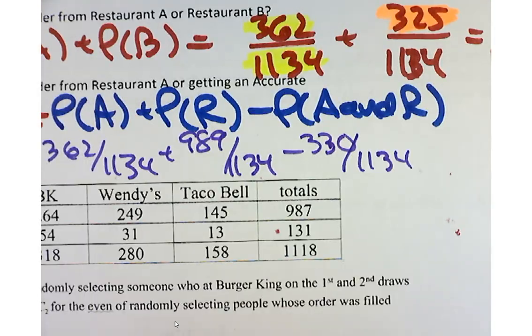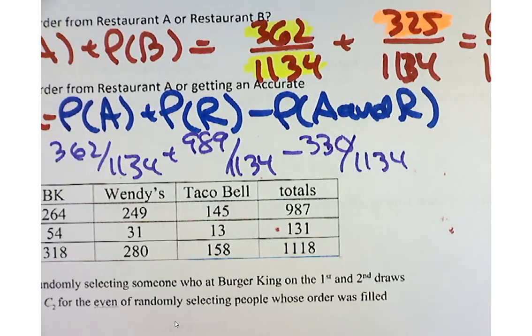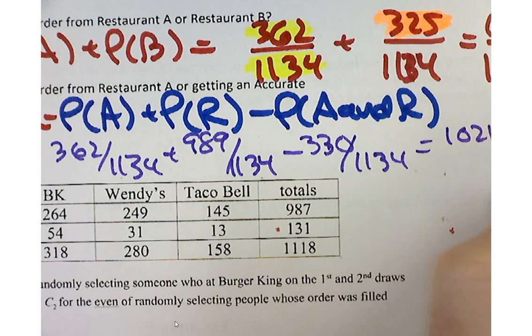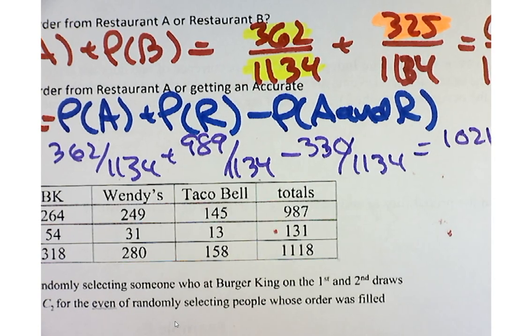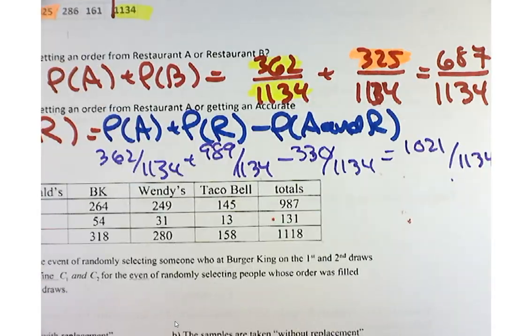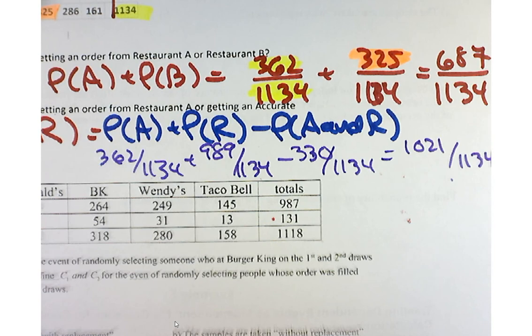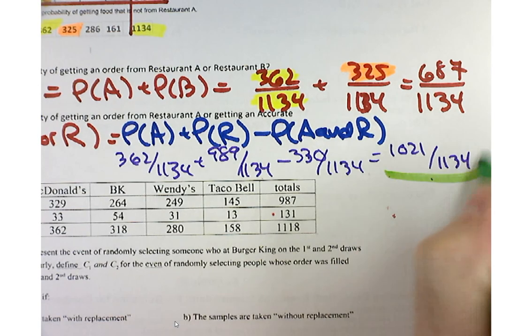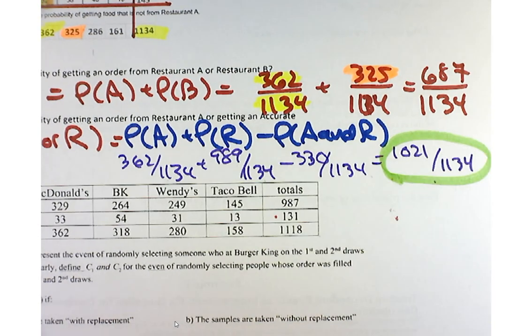Okay. Let's add these together, and let's see. I think that's going to be 1,021. Someone double check my math on that one. 1,021 over 1134. At least that makes sense now. At least it's a legitimate probability, as opposed to the last one we knew had to be wrong. So that's our final answer here, like that.